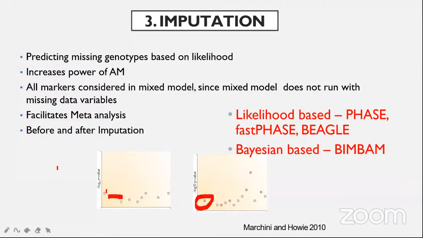And at the same time, this could facilitate meta-analysis, meaning combining different sets of analysis. There are multiple software packages that could do that: likelihood-based ones like Beagle, FastPhase, and Phase, and Bayesian-based ones like BIMBAM. Nowadays, I use Beagle version 5. It can impute a few thousand individuals, in my case around 1,000 individuals, with about 10 million markers on a server by itself in about 2 to 3 days.